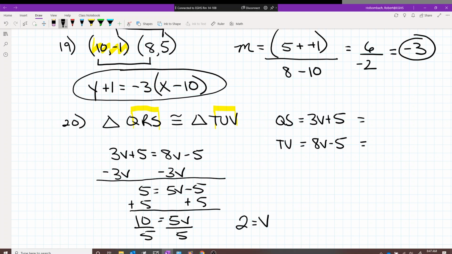Now you can go back and substitute. So QS would be equal to 3 times 2 plus 5. And 3 times 2 is 6 plus 5 is 11. TV is 8 times 2 minus 5, which is 16 minus 5, and that's 11 as well. So those are the lengths of your two segments.